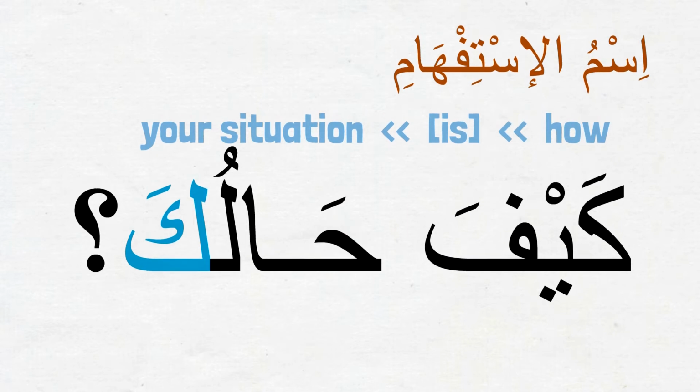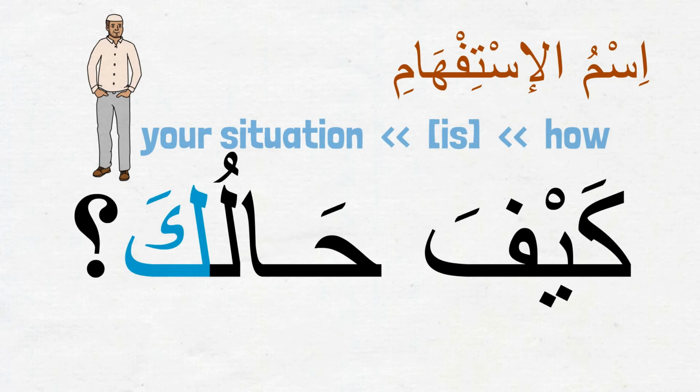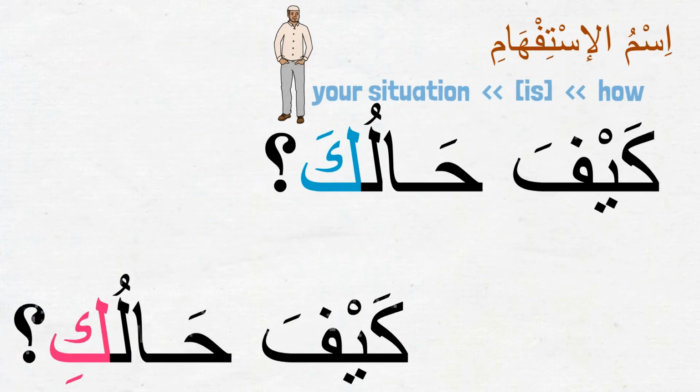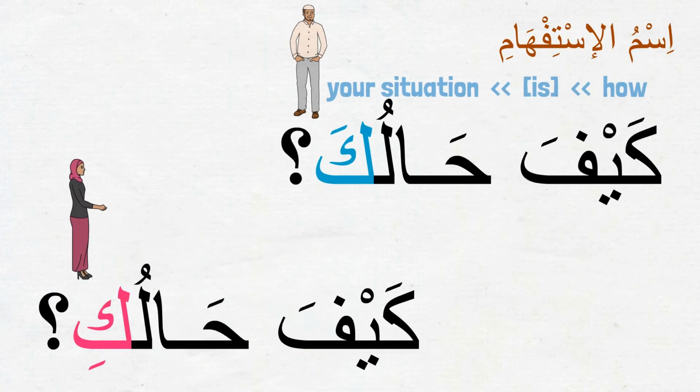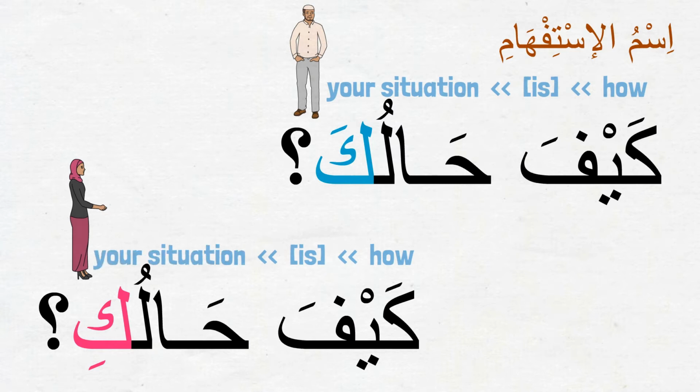By saying حالك, we are directing the question to a male. But if you want to direct the same question to a female, we should say كيف حالك. كيف حالك. Notice the change in ضمير. حالك became حالك.